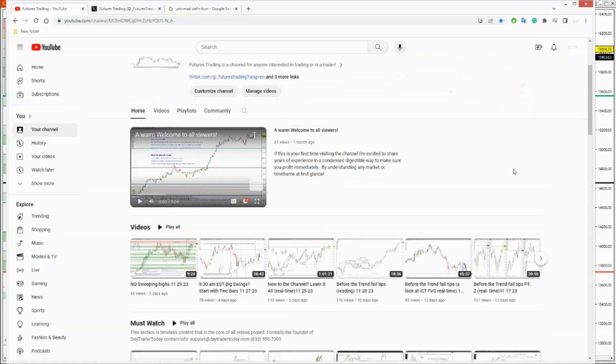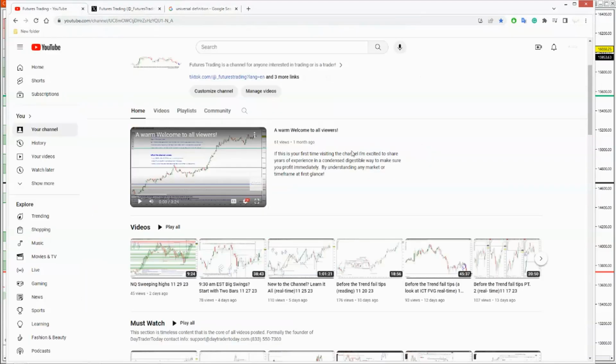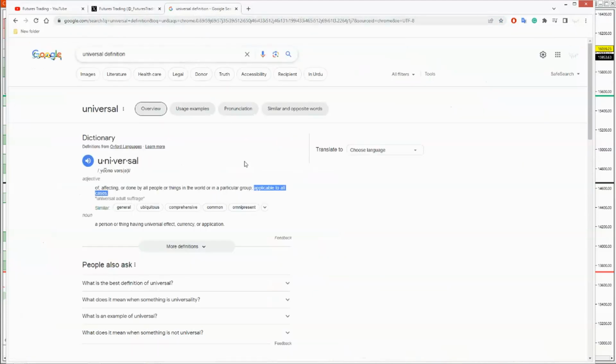Now, we're going to talk about market structure using universal. So universal is a very important word on this channel. Very important word. Very, very important word. I do not want you to underestimate this word. Applicable to all cases. All right. Really important stuff. I like reading the dictionary and encyclopedia because it gives context. I mean, absolute context to what it is that we're trying to achieve.